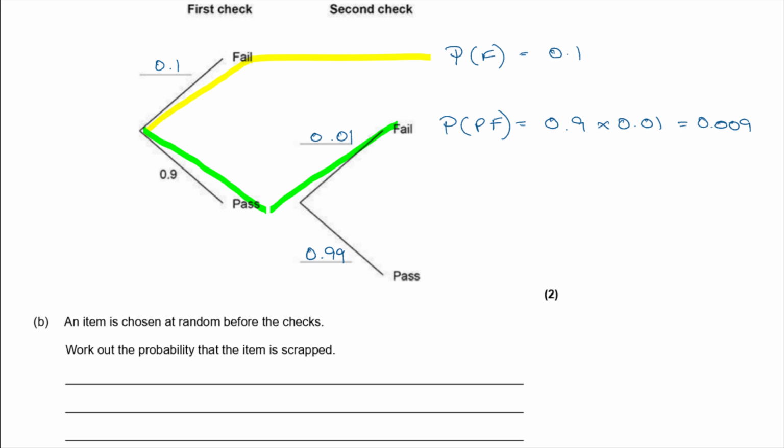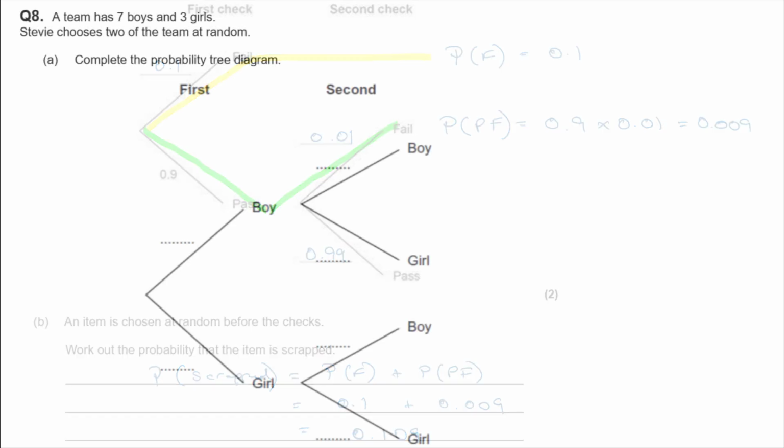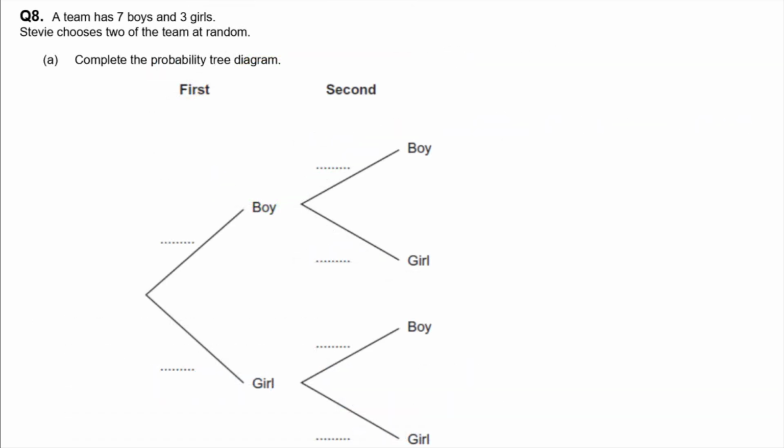Okay, so then what is the probability that it's scrapped? Well, the probability that it's scrapped is the probability that it fails on the first time plus the probability it passes and then fails. And we worked out that that was 0.1 plus 0.009. So overall then that is 0.109.